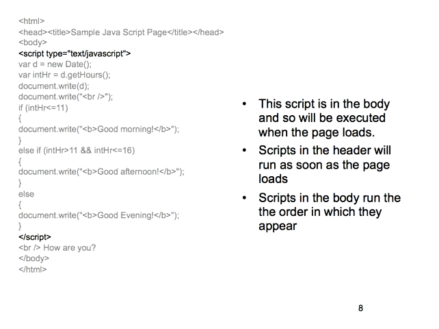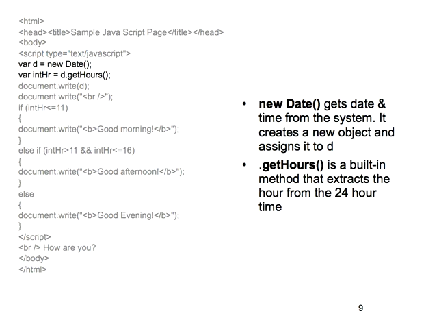Scripts in the header: typically you put functions in the header and call them. And stuff in the body will get executed as the page loads in the order that they appear. Now, these first 2 lines of code here. Here we're declaring a variable called d, and we're creating a new date object. And this date object is a way of storing the date and time. And we're putting that into d.